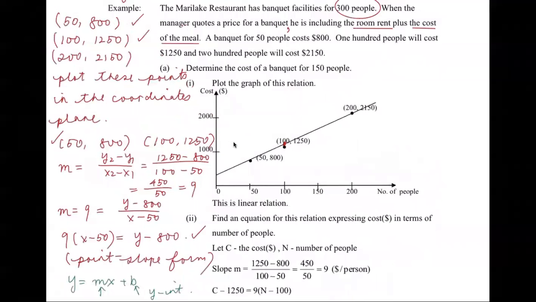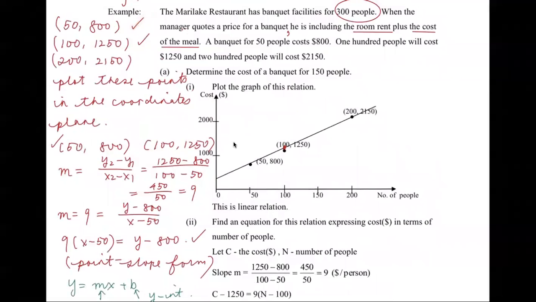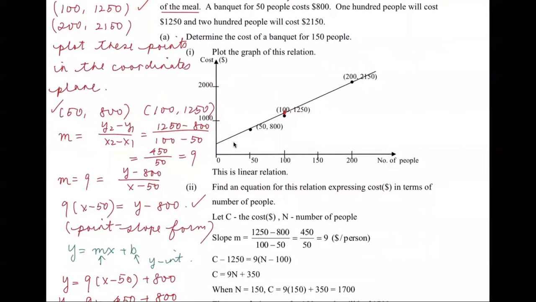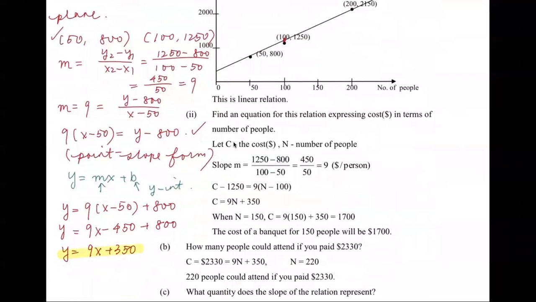And now we need to find the expression of the straight line, right? We have 3 points: (50, 800), (100, 1250), and (200, 2150). We can pick any 2 of these 3 points and use what we learned in last class to find the expression. We need to find the slope first, using the slope formula. And then we use the same slope to represent the expression using point slope form. And technically, like I said, if you get this step, you're basically done.